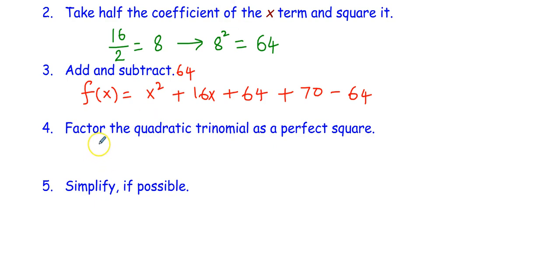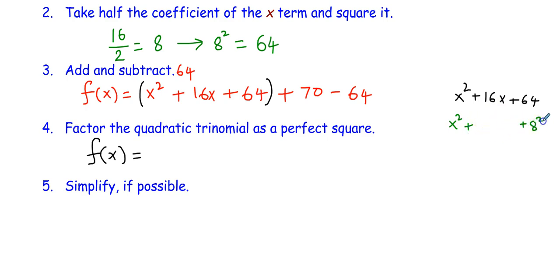So f of x is equal to this first three terms, x square plus 16x plus 64. It is just like the perfect square trinomial a square plus 2ab plus b square, x square. The last term is 8 square. So in the middle I have 2 times x times 8. 2 times 8, 16. 16 times x is 16x. So it becomes x plus 8 whole square.